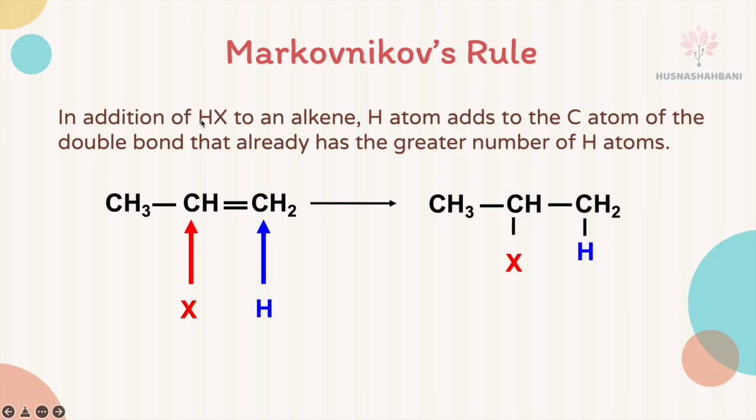So in addition of HX, where X is a halogen, if you want to add the hydrogen attached to the halogen into the alkene, the hydrogen will be attached to the carbon that already has the higher number of hydrogens. And then the halogen will be attached to the carbon that has fewer hydrogens. So X will be attached to this carbon and hydrogen will be attached to this carbon. This is Markovnikov's rule.